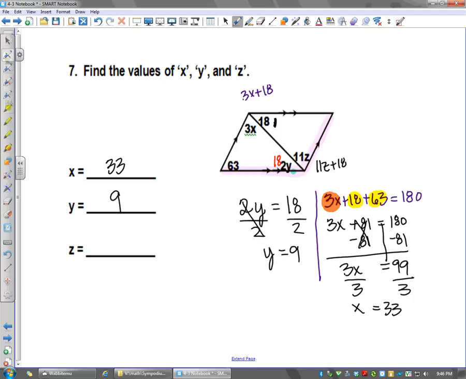And then if I trace over this angle, that angle is 63. Well, what I did was I made a kind of upside down C. So I know that those angles are also same side interior. And so I know that they have to be supplementary. So I know that 11z plus 18 plus 63 is equal to 180. Okay. There's nothing to pair with the 11z, but I can pair these two together. All right, so 63 plus 18 we already know is 81.